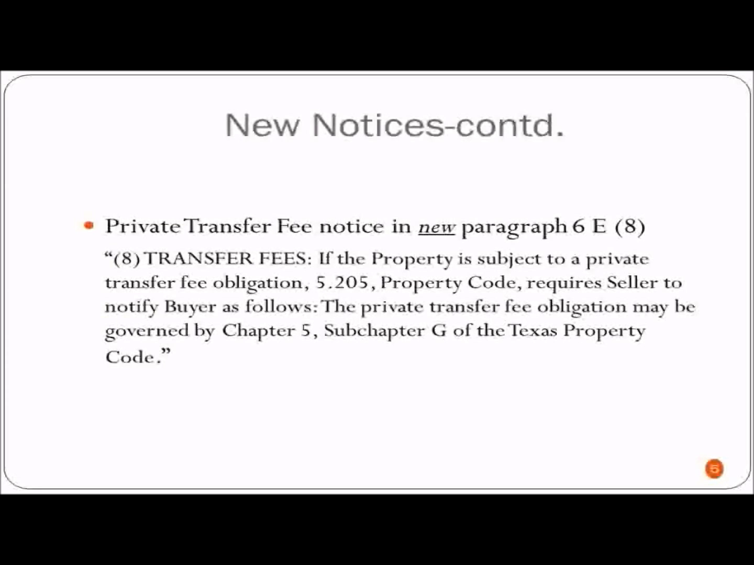The other notice that is required is the private transfer fee notice, and that was inserted in new paragraph 6E8 of your 1 to 4 family residential contract. All the notice says is, if the property is subject to a private transfer fee obligation, Section 5.205 of the Property Code requires seller to notify buyer as follows. The private transfer fee obligation may be governed by Chapter 5, Subchapter G of the Texas Property Code. That's all the notice is.